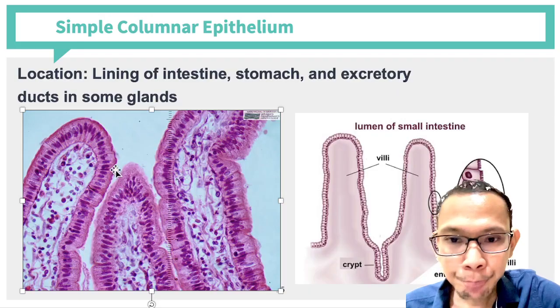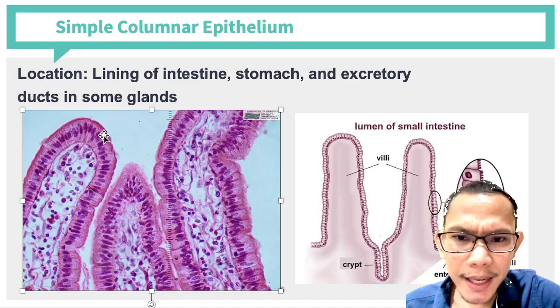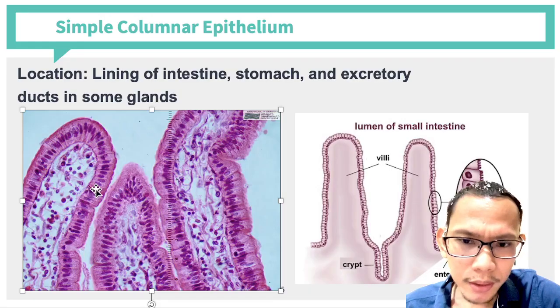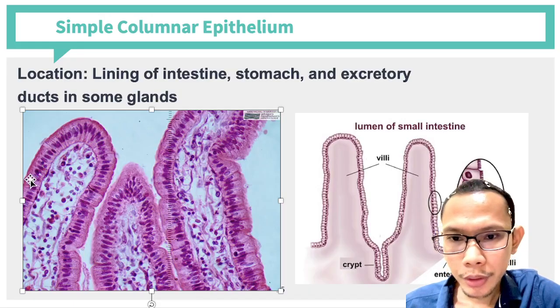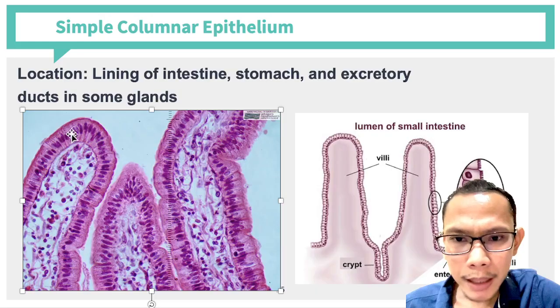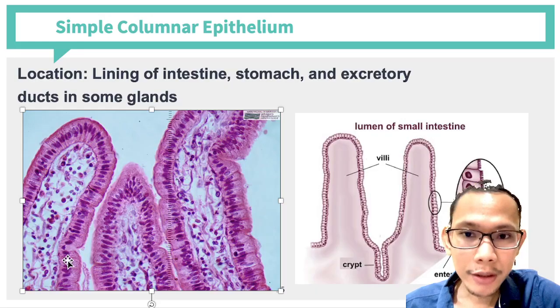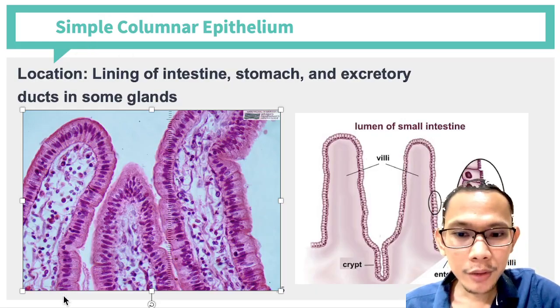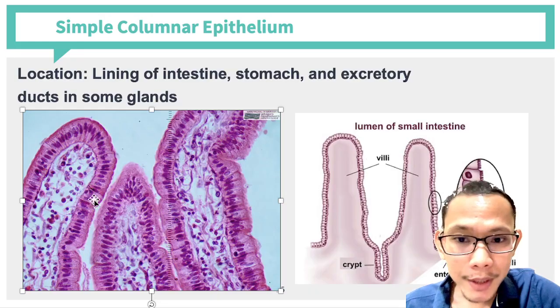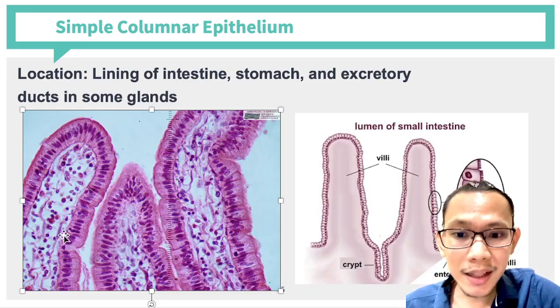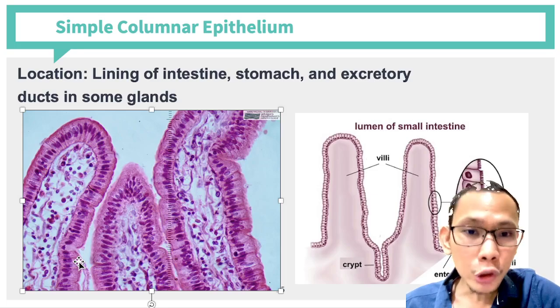So again, tingnan natin. Identify. Ilang layers kaya ang nakikita natin? Dalawa? Isa? Or marami? You can see, ang nucleus nila, aligned lang. So therefore, most probably, there's only one layer. Kaya nga, tinawag natin na simple. One layer of columnar cells. Tingnan nyo, pahaba yung ating cells. So therefore, simple columnar epithelium.